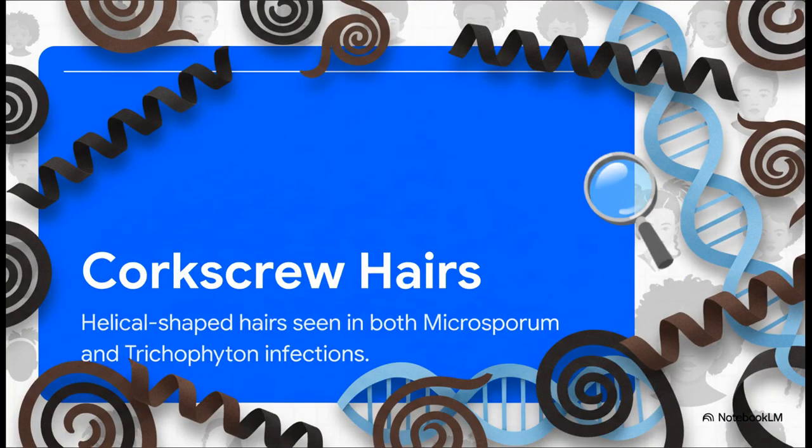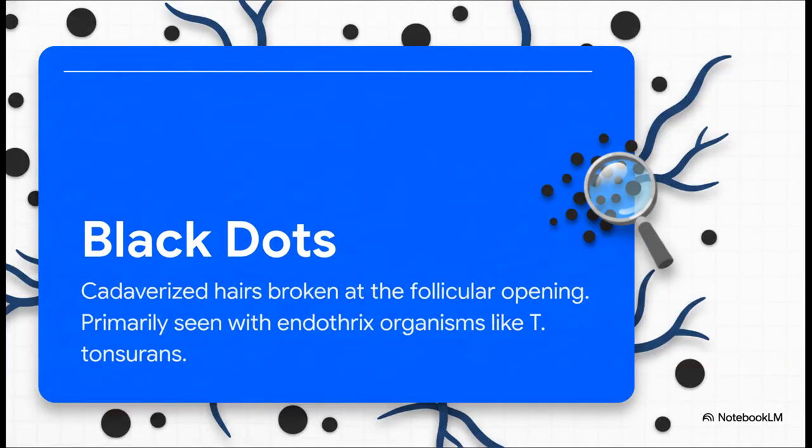The next finding is corkscrew hairs. These are, well, shaped like a corkscrew, helical. Now, unlike comma hairs, these are a bit less specific. You can actually see them with both Microsporum and Trichophyton infections. It's also worth noting that they're particularly associated in the literature with African American children. And finally, we have black dots. This finding corresponds directly to that black dot clinical type we just talked about. Under the dermoscope, what you're seeing are so-called cadaverized hairs. They're broken right off at the surface.